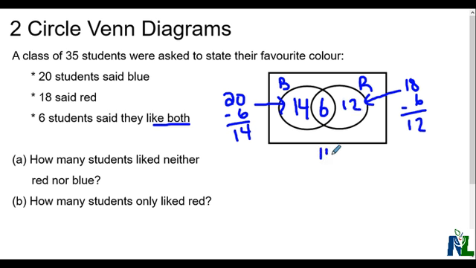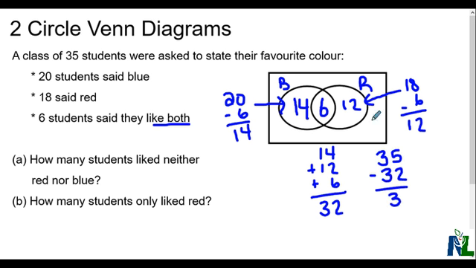Now I need to add these numbers up to determine if there are any students who like neither red nor blue, any students who might go outside the circles out here. And if I add these up, I get a total of 32. Now there's 35 people altogether, so that must mean that there are 3 people who like neither red nor blue. So now if I add up all of these numbers here, the 3 and the 12 and the 6 and the 14, I should get a total of 35, which means that I've included all the students in the class.